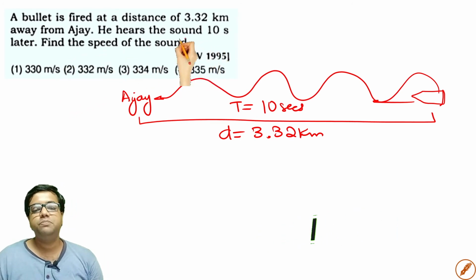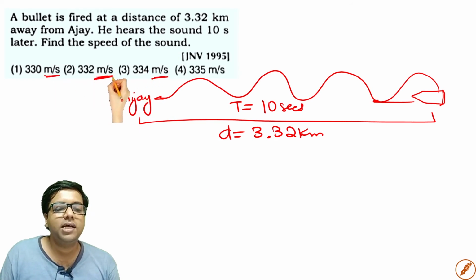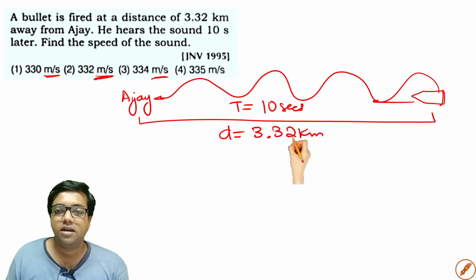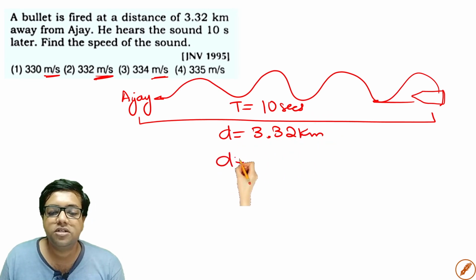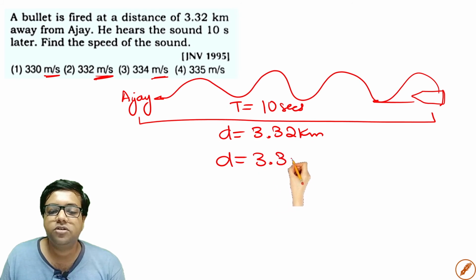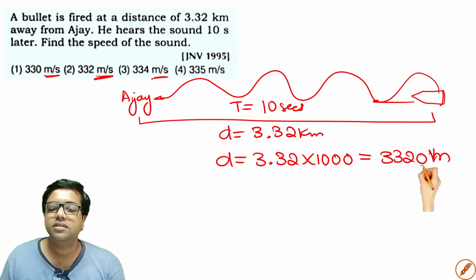So find the speed of the bullet. All the answers in the options are in meter per second, so we need to find the speed in meter per second. Distance is in kilometers. Let's convert the distance into meters. In order to convert it into meters, I will have to multiply the kilometers by 1000. So I will get 3320 meters as the distance.